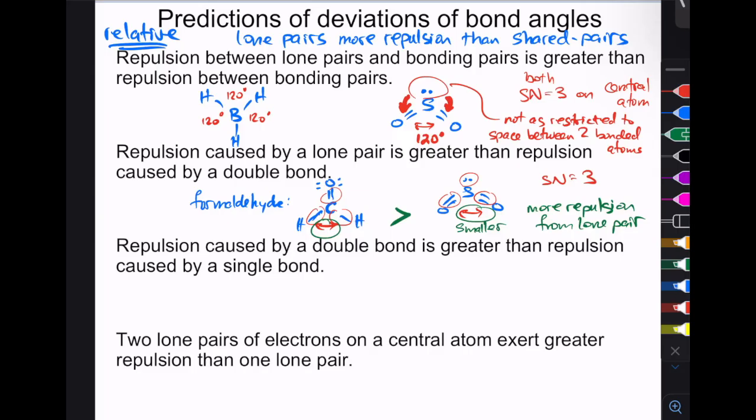So if we were to compare boron trihydride here, now we're just comparing this bond angle and how much it's going to shrink if it's a single bond versus a double bond. Well, it's not going to shrink at all if it's a single bond. We already know that that's 120 degrees. But now you can probably figure out that because there's a double bond here, this is going to be less than 120 degrees. So this one is also going to be smaller.